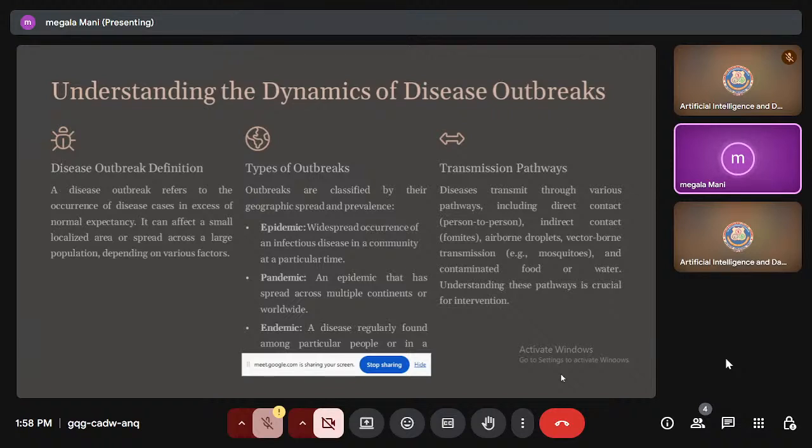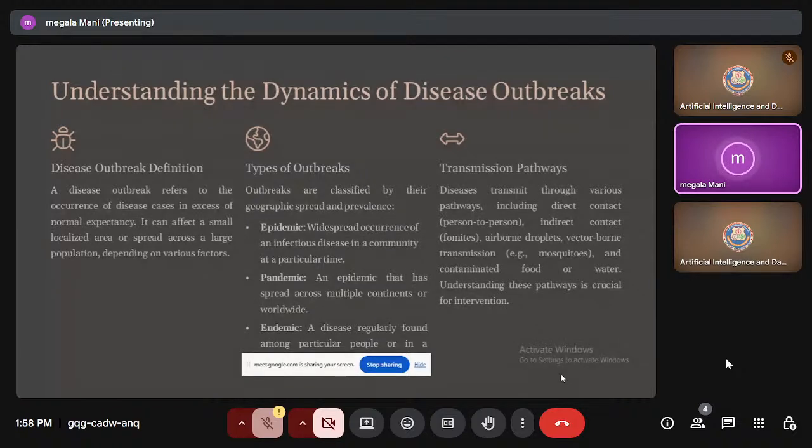What are the types of outbreaks? Here there are three. One is an epidemic. Epidemic means the occurrences of disease focused on a community in a particular time. That is called an epidemic. Second is a pandemic. It is based on any continent or worldwide being affected. And the third one is an endemic. It will be focused on any one particular area. When that particular area is affected, it is called an endemic.